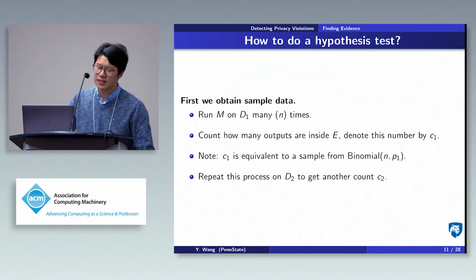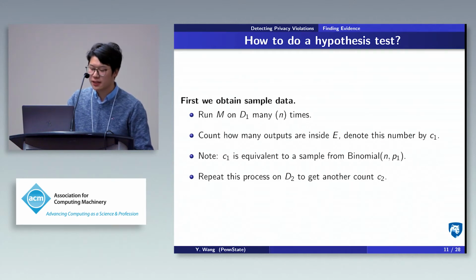Getting the data samples is easy. We obtain data samples from running the algorithm with D1 many times. We count how many outputs are in event E. We denote this number as C1. Then we do the same process for D2 to get a corresponding number C2. Note that C1 is drawn from the binomial distribution with parameters n and P1. In this way, we can get enough data samples to test our assumptions.